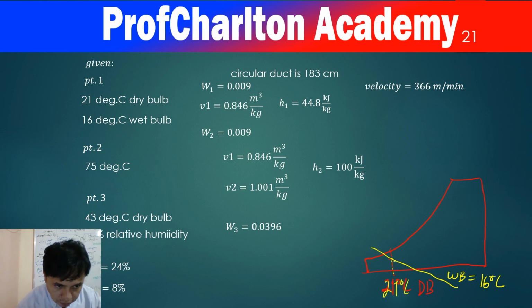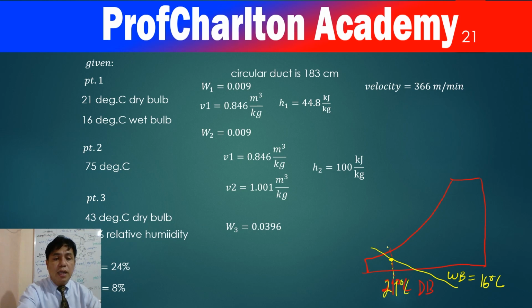So the meeting point of 16 degrees centigrade and 21 degrees centigrade is this. From here you can get things, like you can get the enthalpy. Let me put the enthalpy later.